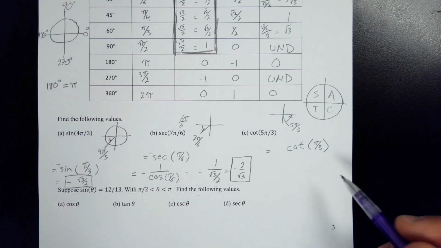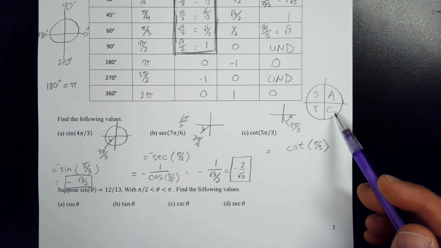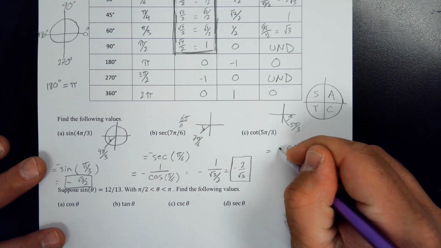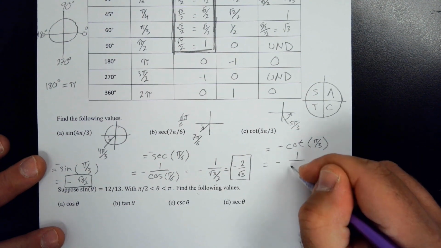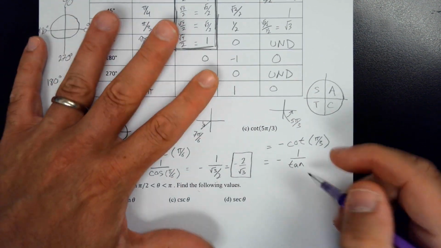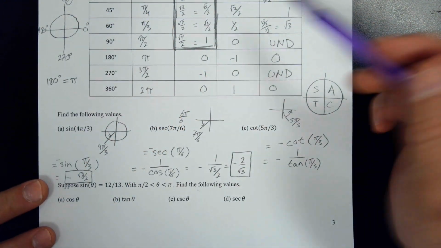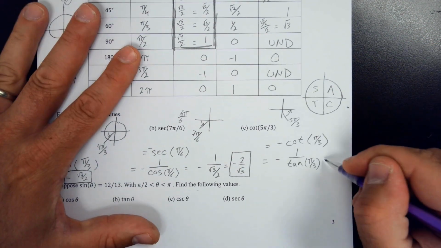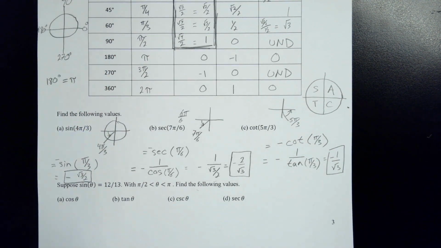But I have to be a little careful to figure out whether it's positive or negative. Now this C stands for cosine, and its reciprocal secant. Cotangent is only positive in the first and third quadrants, so this should be negative. Now I've got to take its reciprocal, so 1 over tangent of pi over 3. Now tangent of pi over 3 is square root of 3. So this is negative 1 over the square root of 3. And that's how you find these values that aren't in the first quadrant.